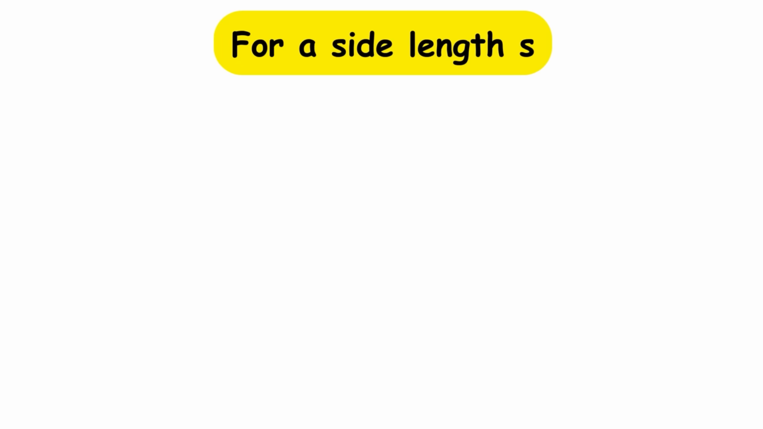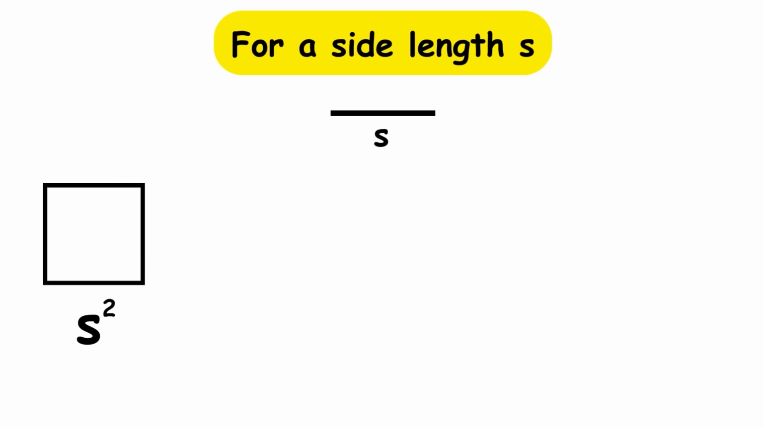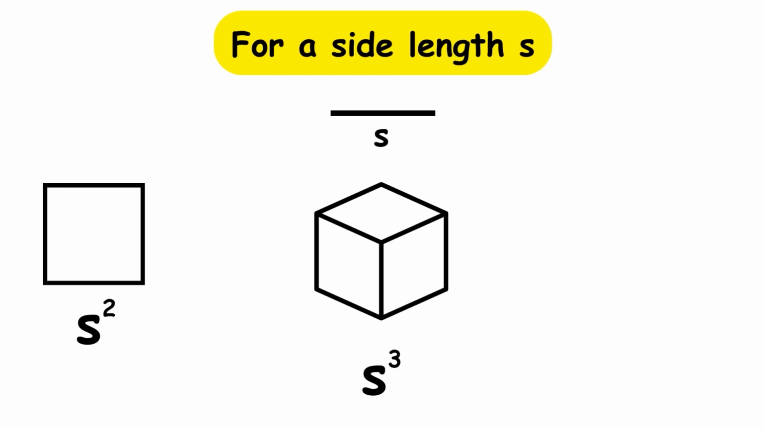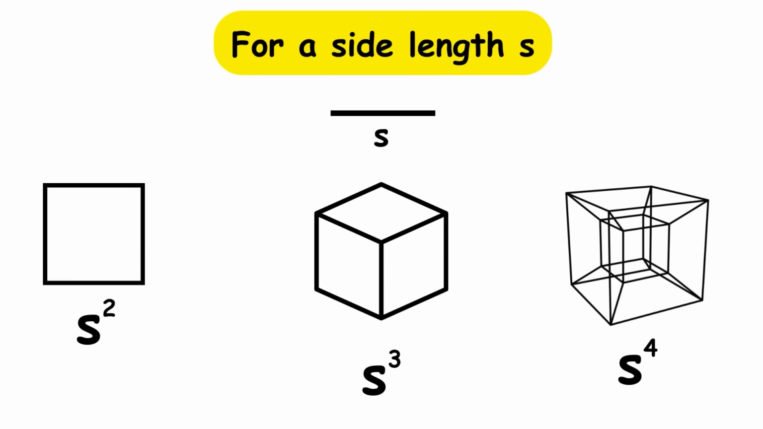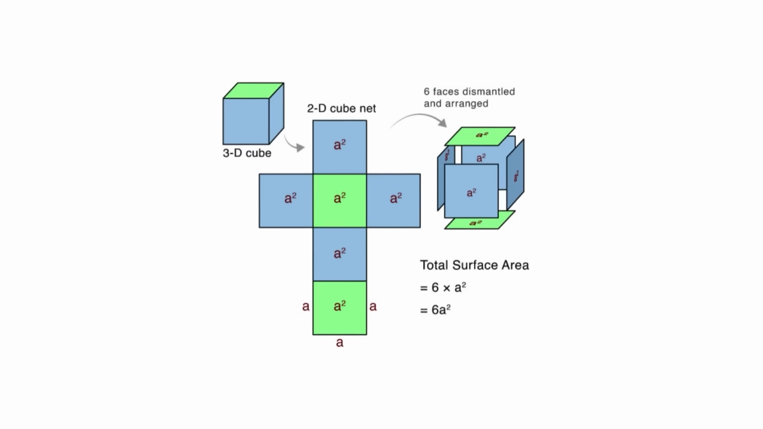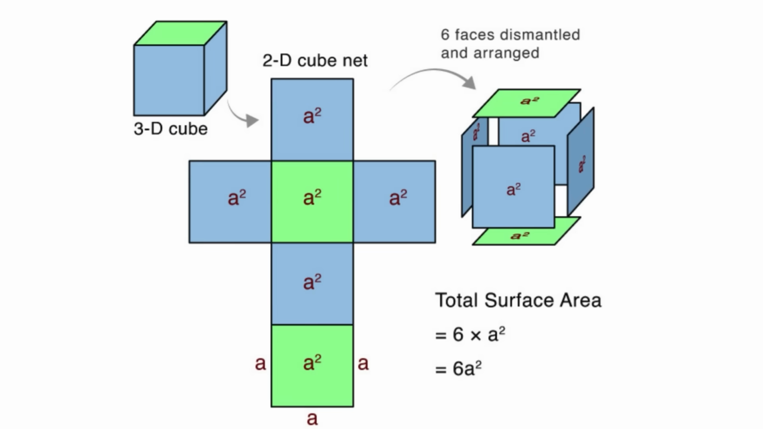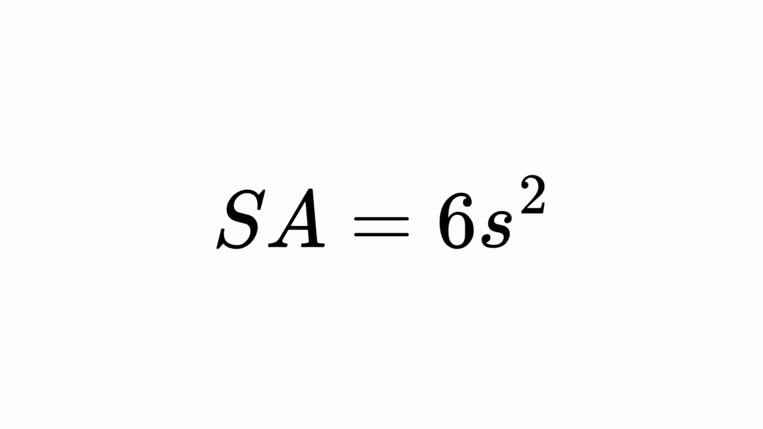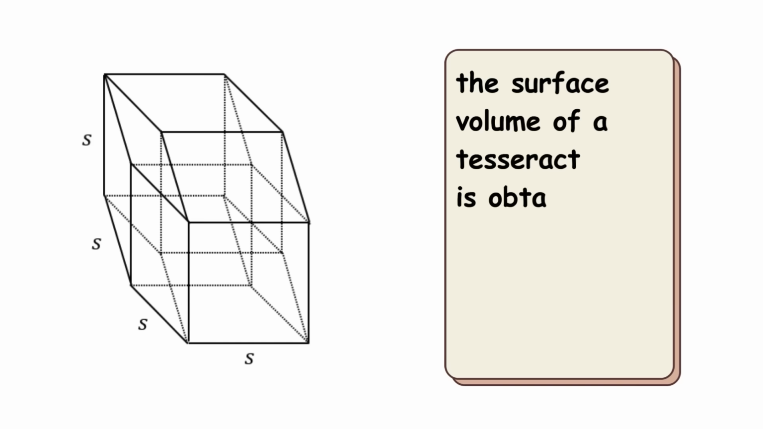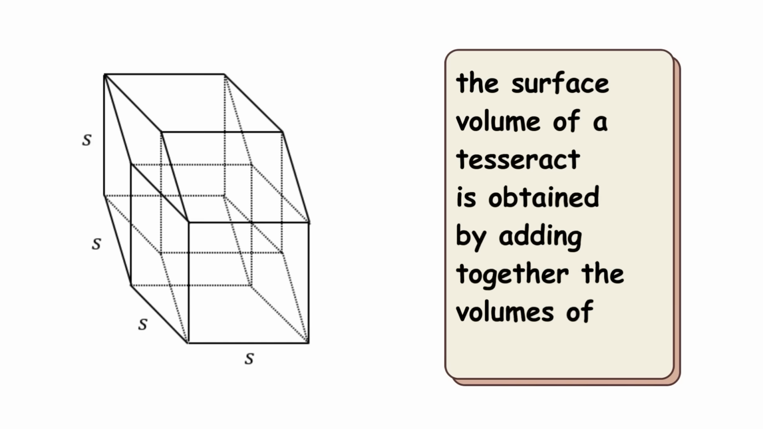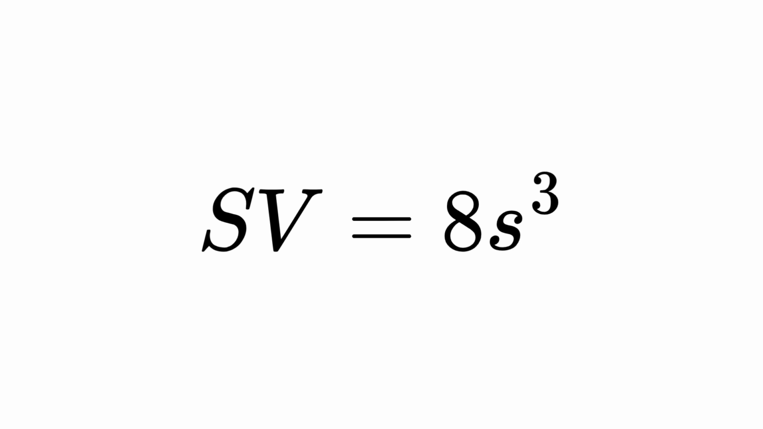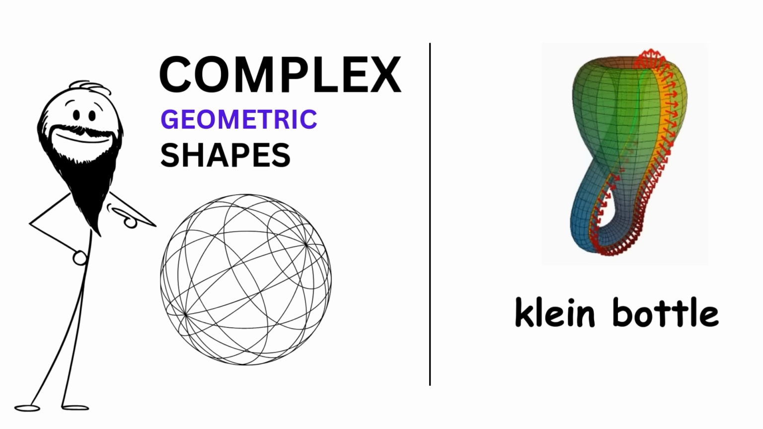For a side length s, the length of a line segment is s, the area of a square is s squared, and the volume of a cube is s cubed. Accordingly, the hypervolume of a tesseract is s to the fourth power. The surface area of a cube is obtained by adding together the areas of its six square facets, yielding 6s squared. Likewise, the surface volume of a tesseract is obtained by adding together the volumes of its 8 cubic facets, yielding 8s cubed.